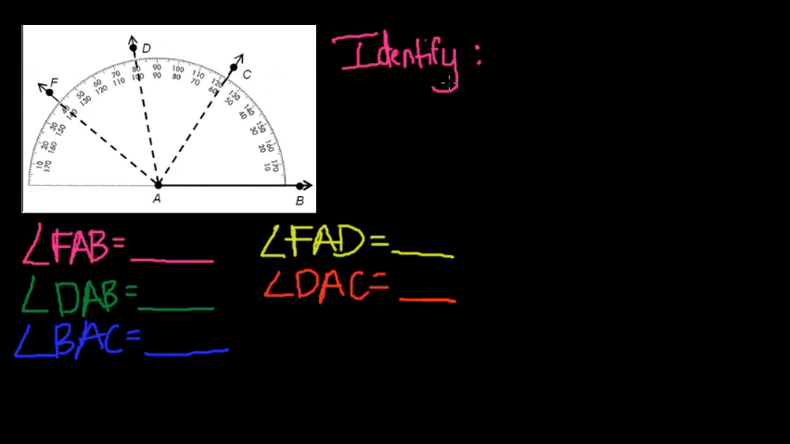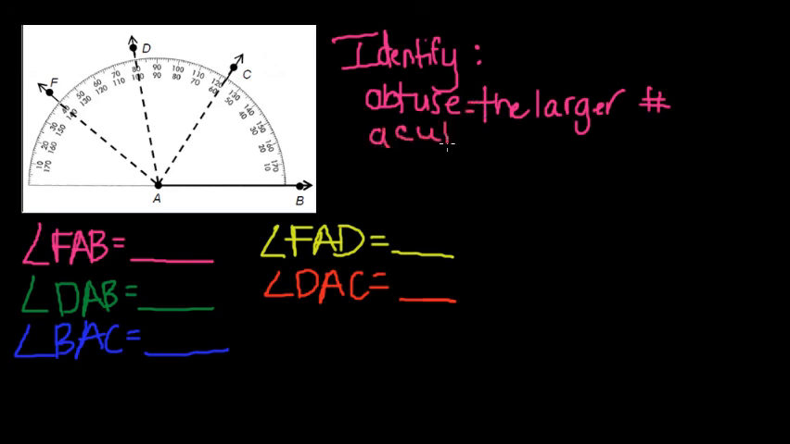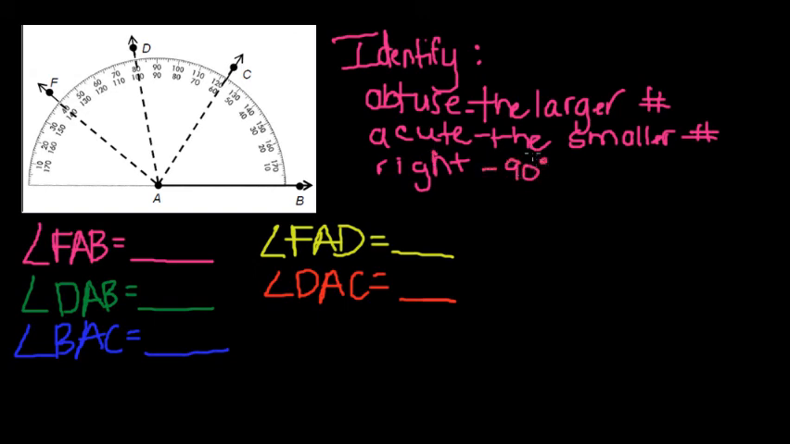Okay, so if you are reading the protractor and your angle is obtuse, you're going to use the larger number on the protractor. And I'll show you what I mean in a second for you visual people. And if your angle is acute, you're going to use the smaller number. Now if it's a right angle, it's going to lie right on the 90 degrees. Okay, so that'll help us.